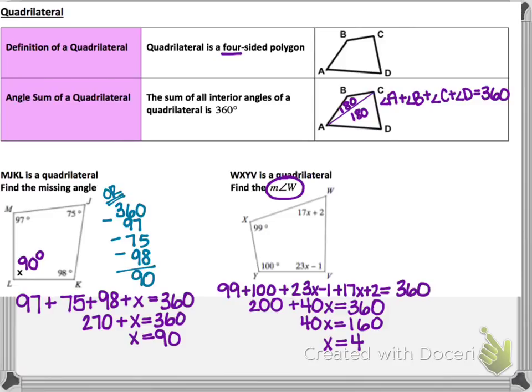But remember, that's not what they were asking for. They wanted the measure of angle W. So we're going to need to plug it in. 17 times 4 plus 2. And if you throw that into your calculator, you're going to see that the measure of angle W is equal to 70 degrees.